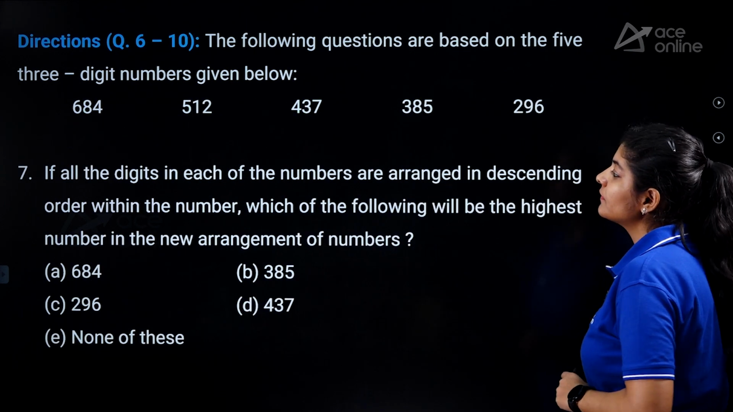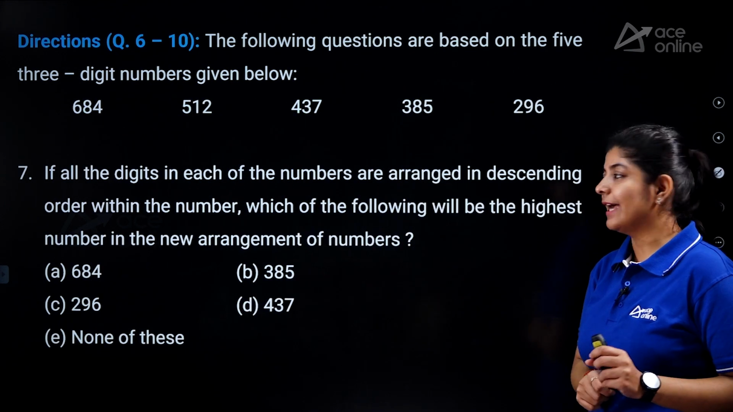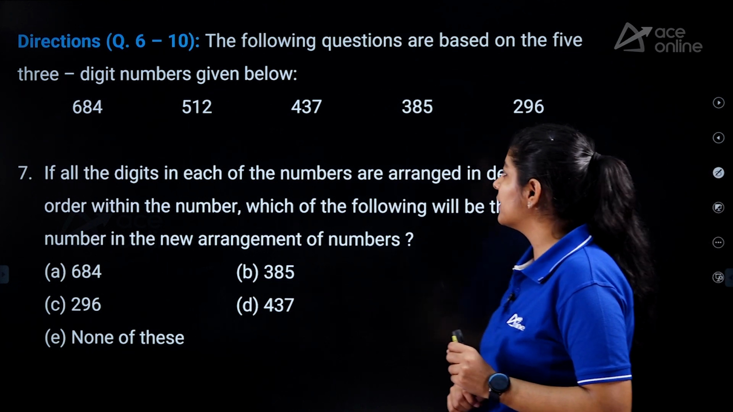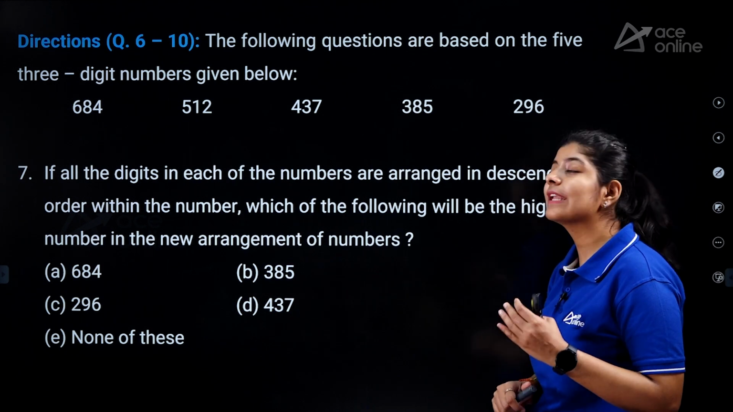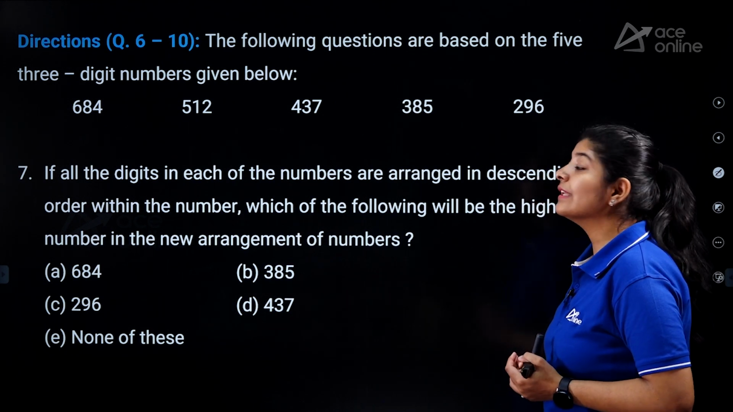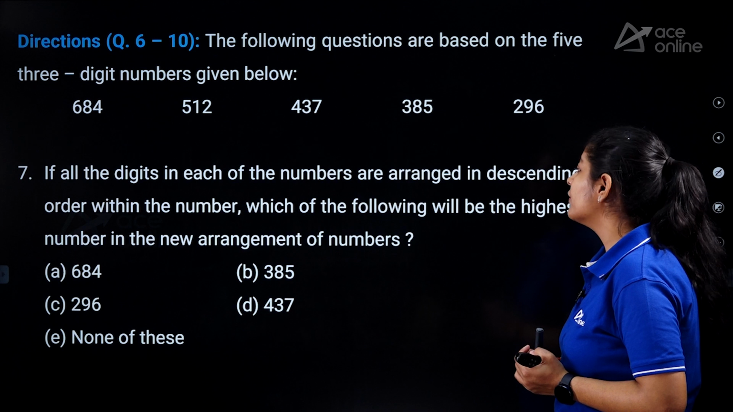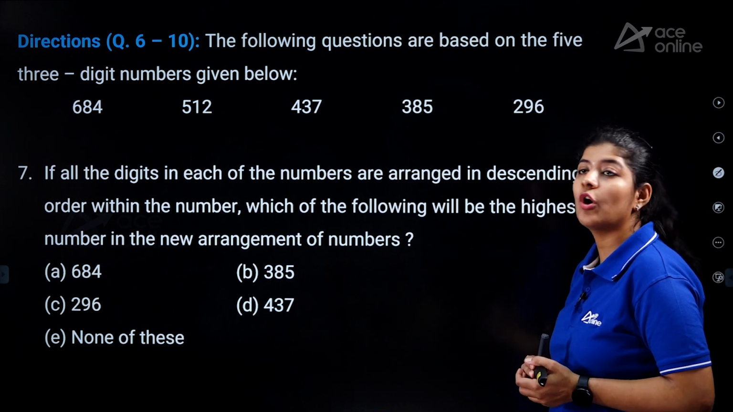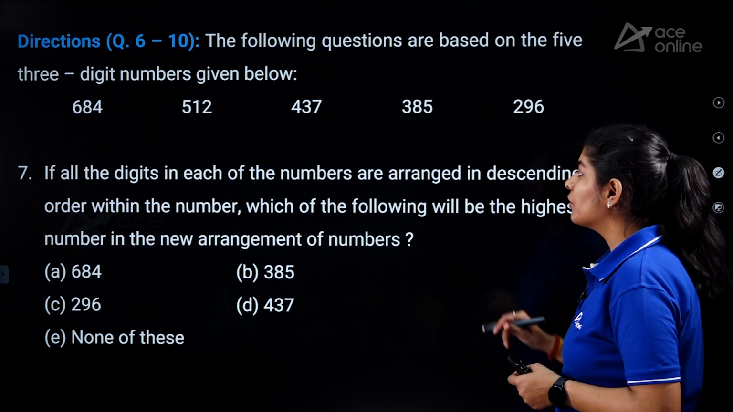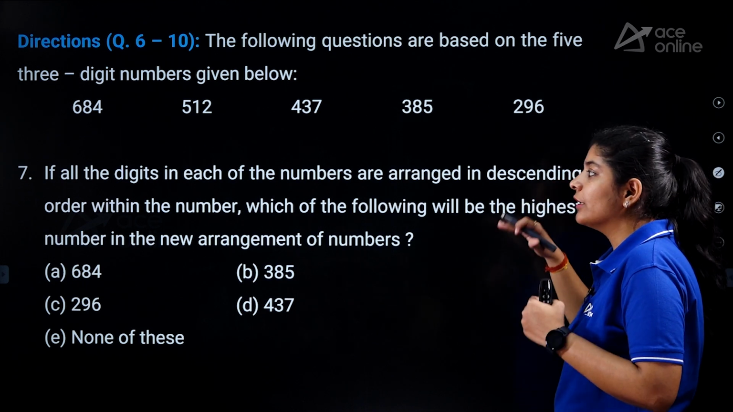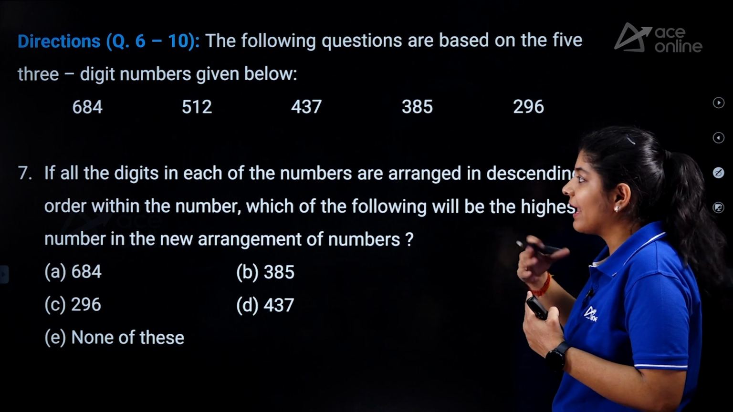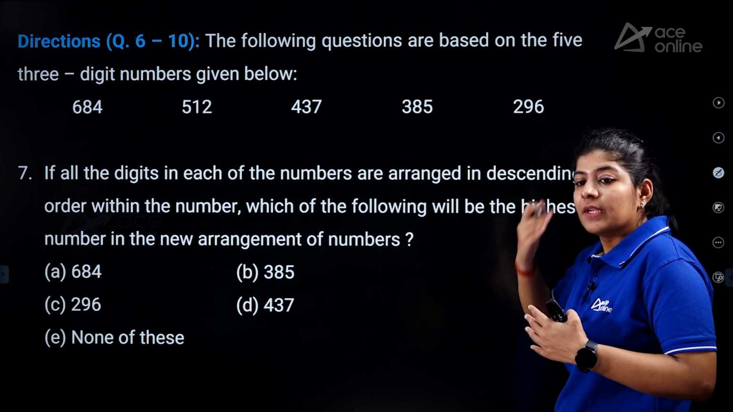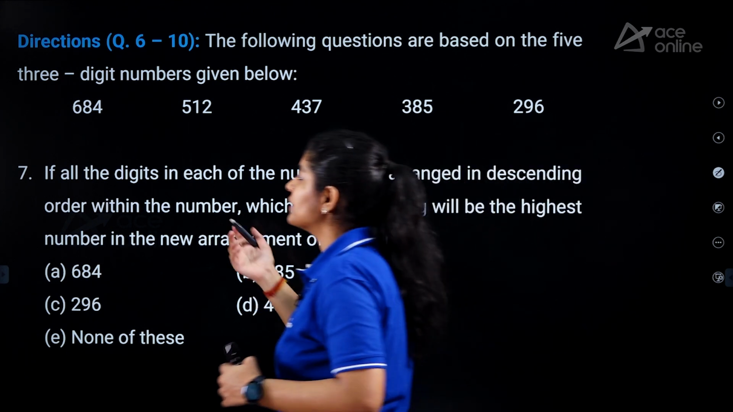Next. The next question says that if all the digits in each of the numbers are arranged in decreasing order within the number, which of the following will be the highest number in the new arrangement of numbers? Now what we have to do, first we have to arrange all the digits in a number in descending order, that means in decreasing order. So first we will arrange them.